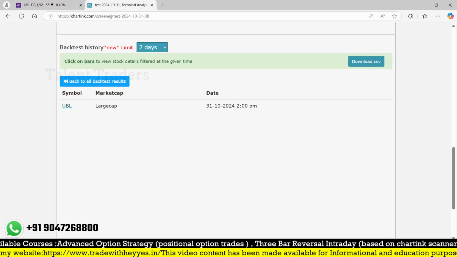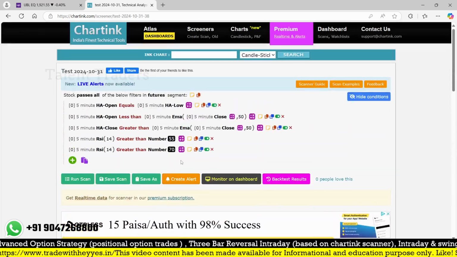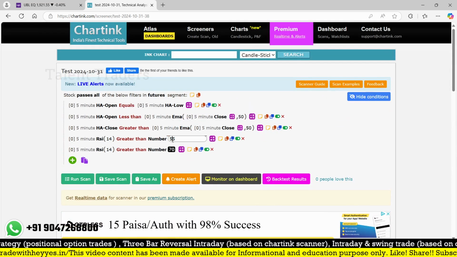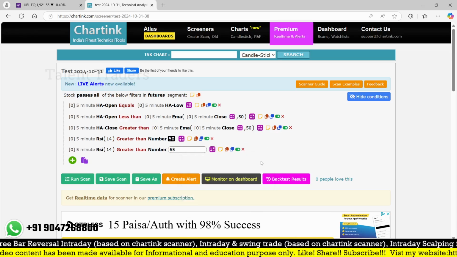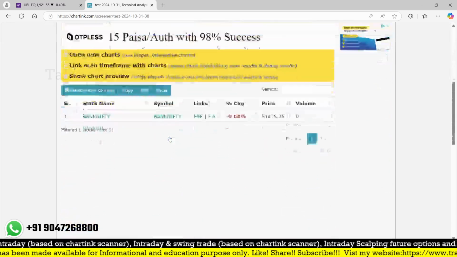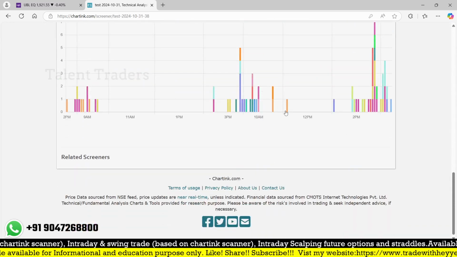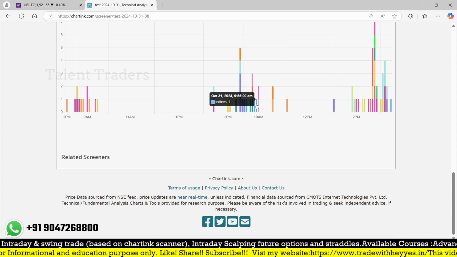It will be used for intraday, and you can adjust this RSI value from 50 to 65. You should even avoid the oversold one. So this is adjustable. You can adjust by using this, and in Bank Nifty you can see there are a lot of stocks here.